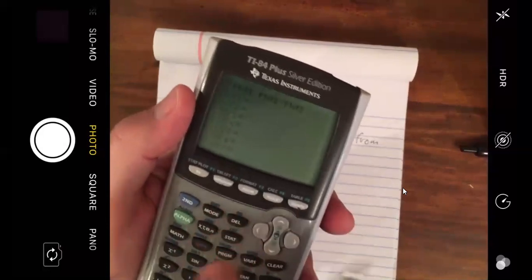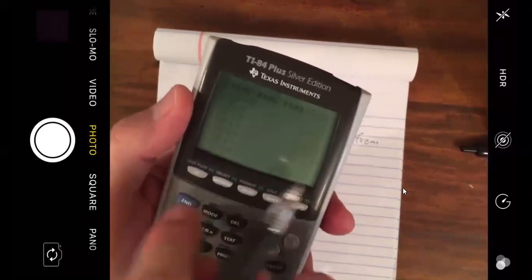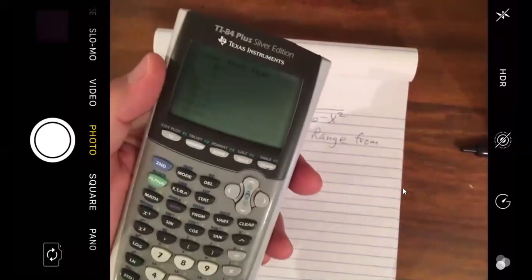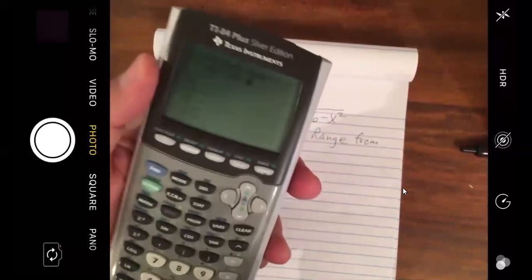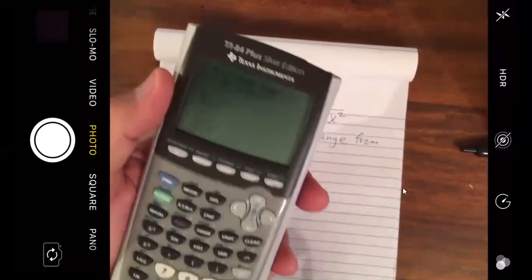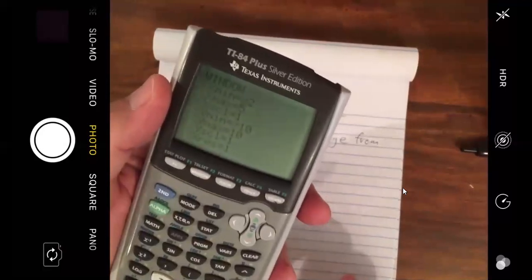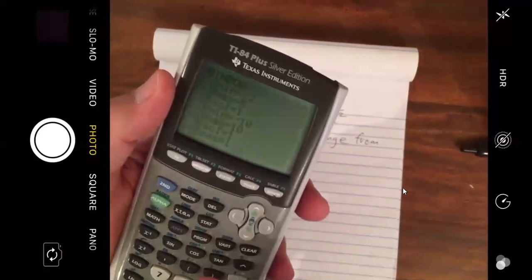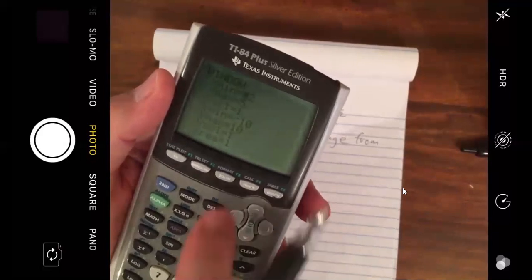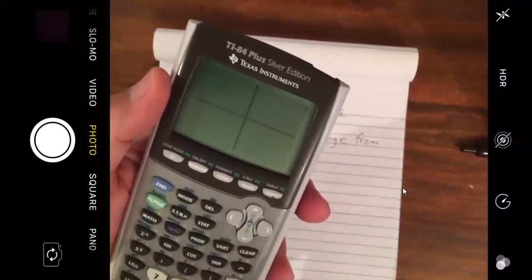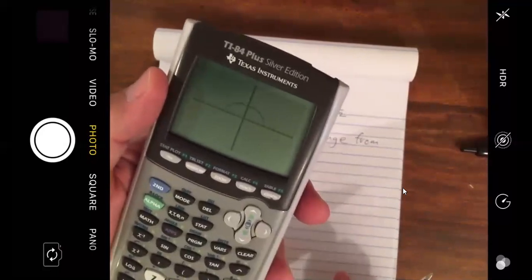Oops, okay, square root 16 minus x squared. Close. I'll go back to negative 10, 10. If you want a really quick way to get to that negative 10, 10, 1, do zoom 6. Zoom 6 is standard zoom, and it's your negative 10, 10, 1.